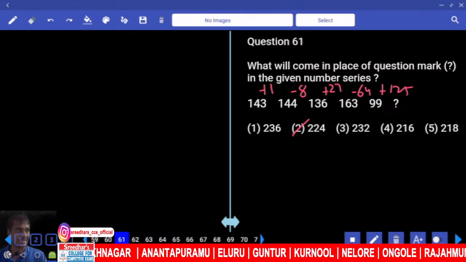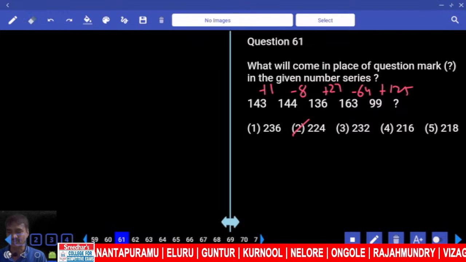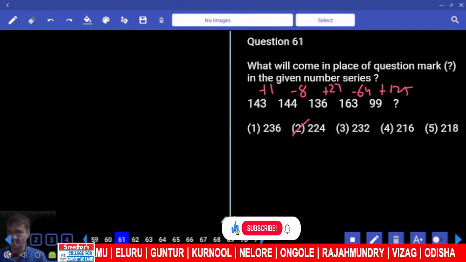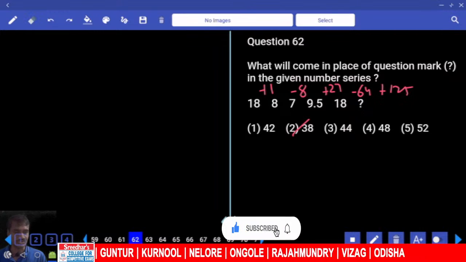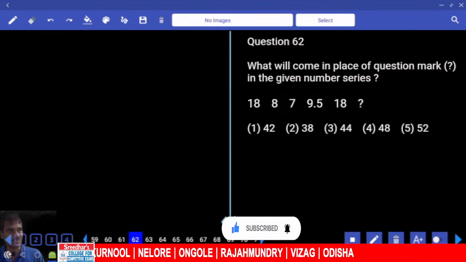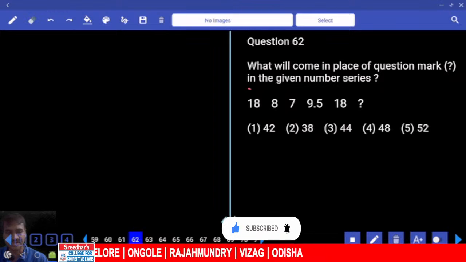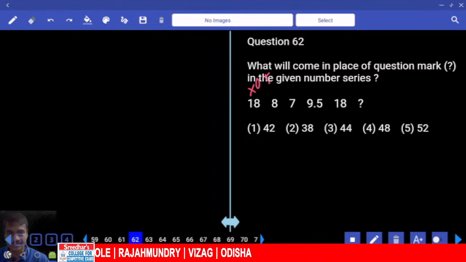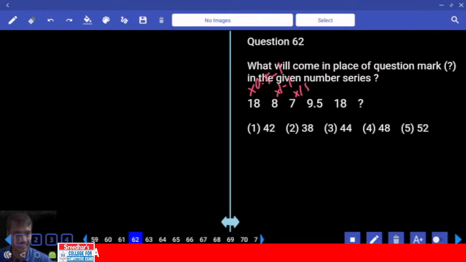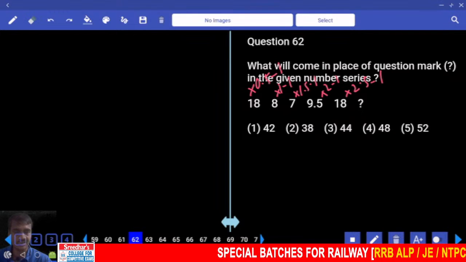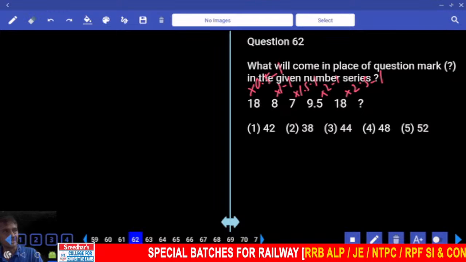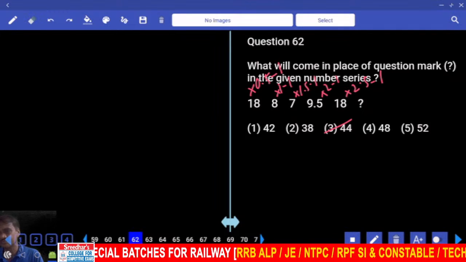And cubes are added and subtracted alternately. Plus 1 cube, minus 2 cube. Plus 3 cube, minus 4 cube. Then 62. 18 to 8. Numbers first decrease. From there onwards it started increasing. It must be compounding. Into 0.5. 9 minus 1. Into 1 minus 1. Into 1.5. 10.5 minus 1. Into 2 minus 1. Into 2.5. Minus 1, 18, 180, 90, 45, minus 1, 44.